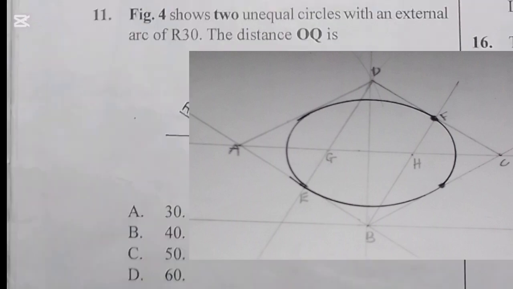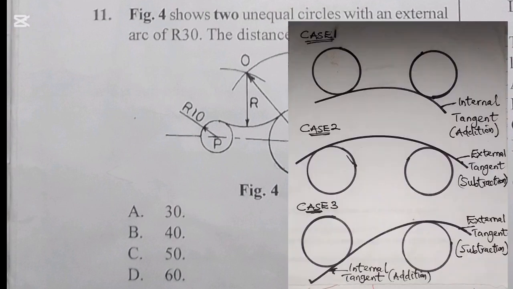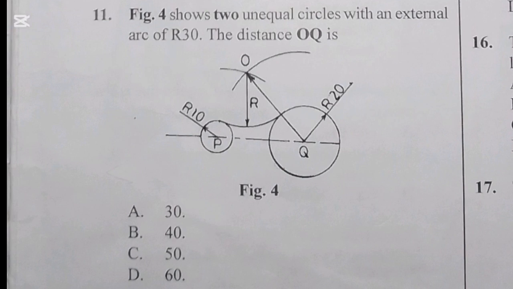Then question 11. Yes, there is a little issue with this question 11. Figure 4 shows two unequal circles with an internal arc of R30, that is radius 30. So the distance OQ, if it is internal, we do addition in distance OQ. That is going to give us 50, which is C. So that is 20 plus 30. So that will give us C.